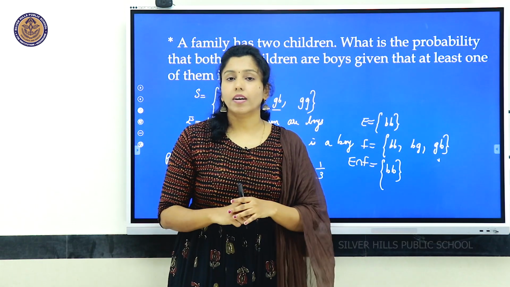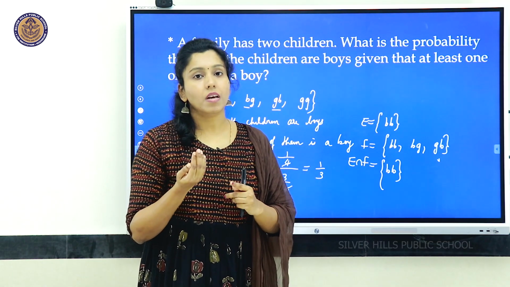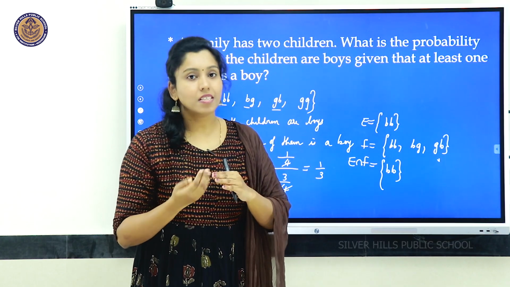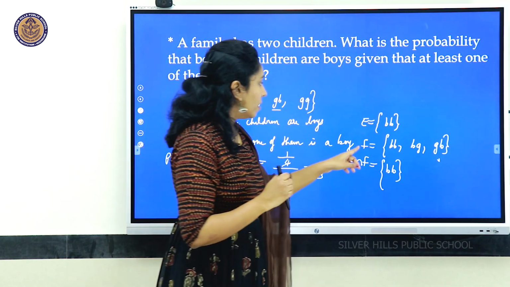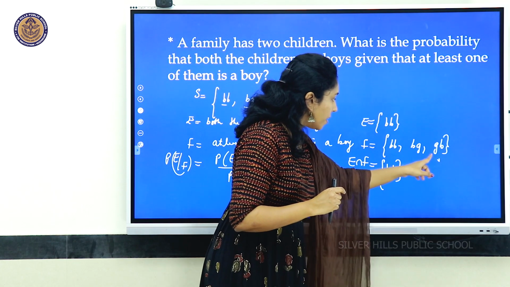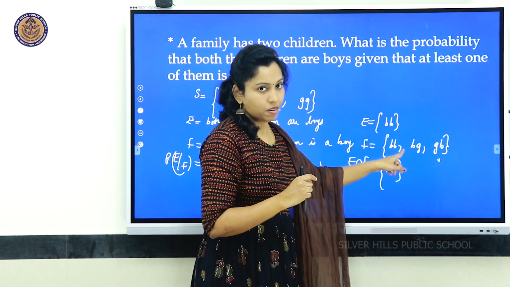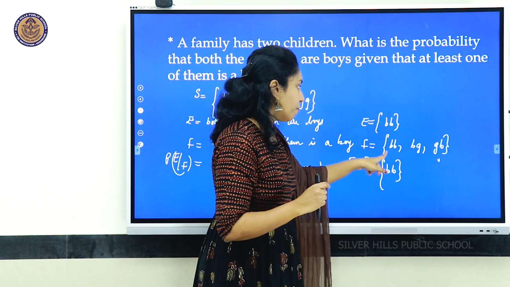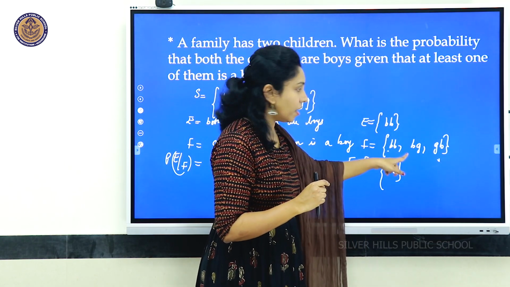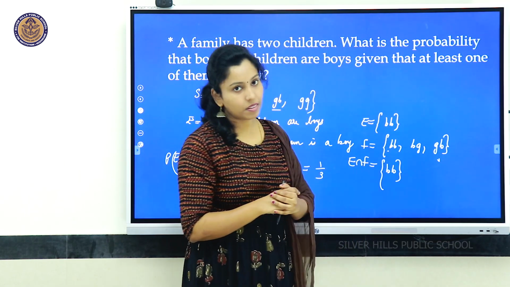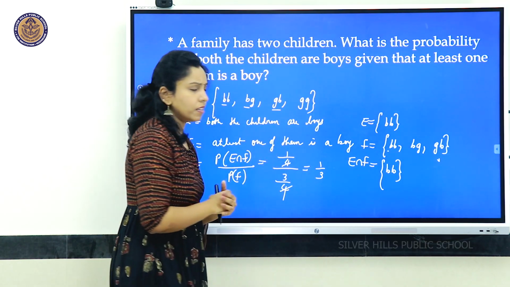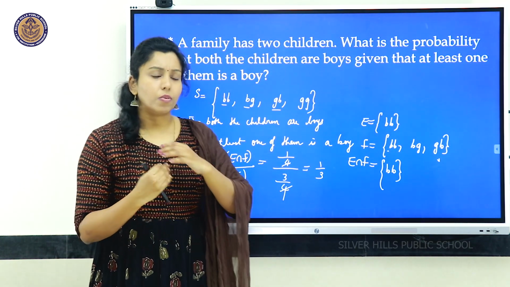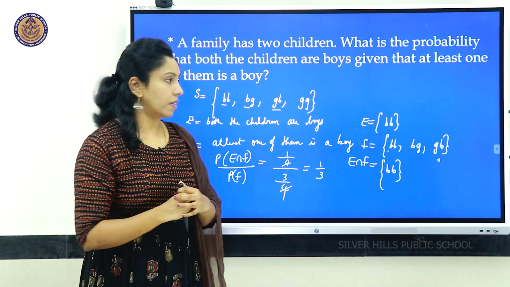So, remember children, conditional probability means we are just reducing the sample space. In this case, the sample space becomes F. If we do not use a formula, sample space becomes F. That is 3 members are there and 1 out of 3. But here we applied the formula and we found the answer as 1 by 3.